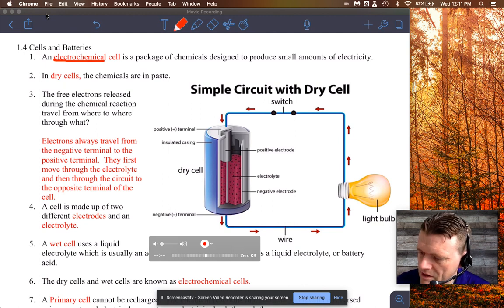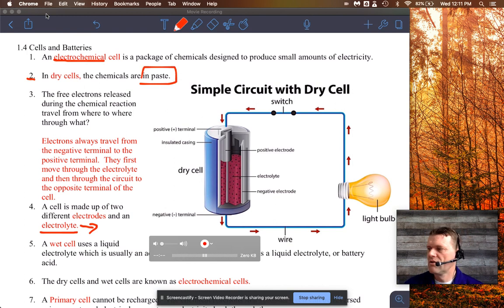Now that's down here in number 4. The electrolyte is basically the medium through which the chemical reaction can happen. Most of the time it's a liquid, but in a dry cell, as noted in number 2, it's a paste. If you grab a double A battery and shake it, you can't hear anything. There's no liquid sloshing around inside it, because it's a paste. It's kind of like a heavy toothpaste or something.